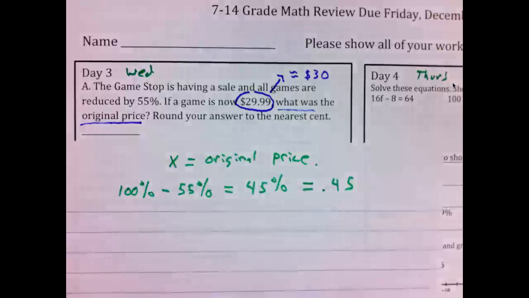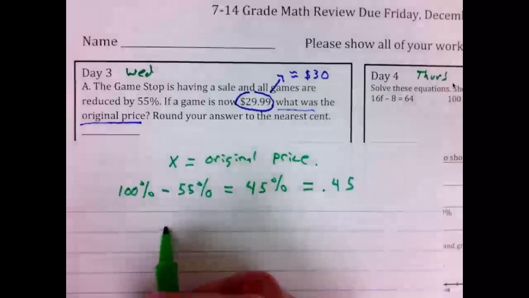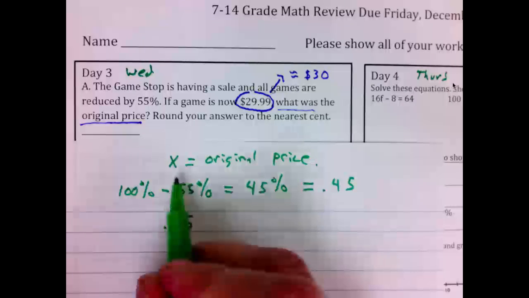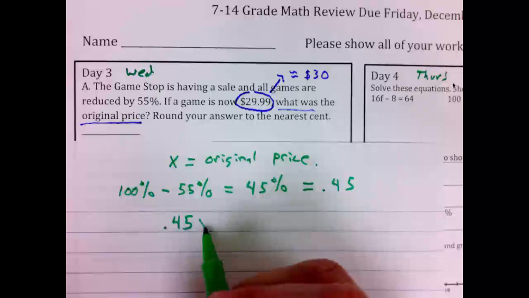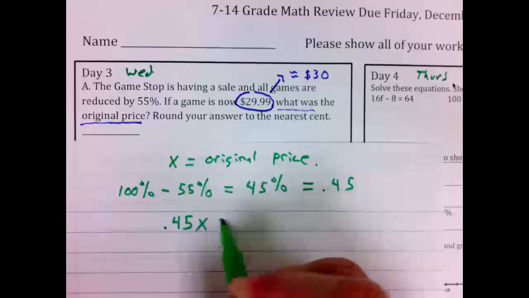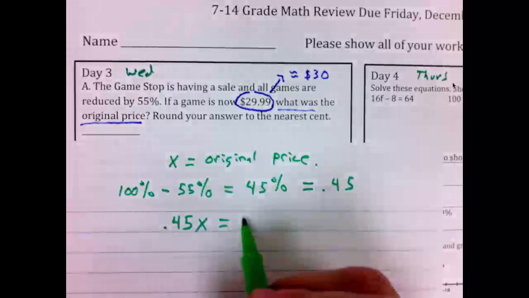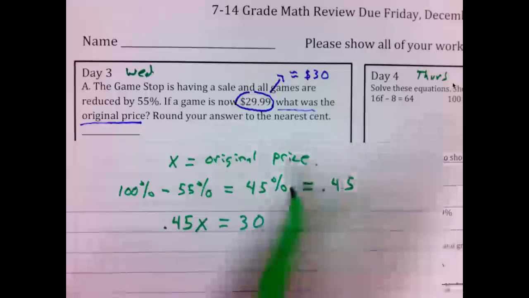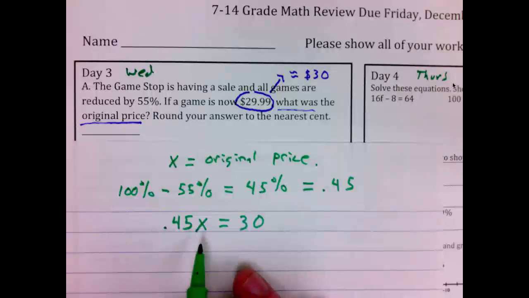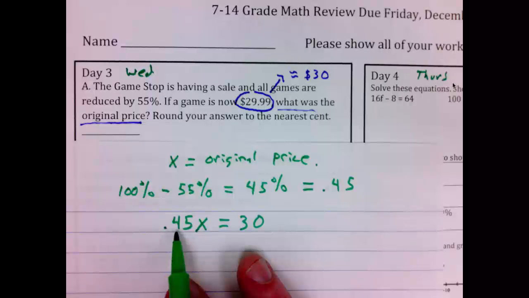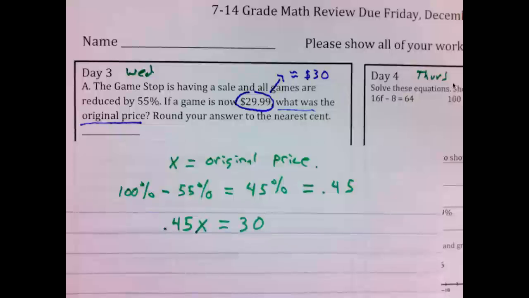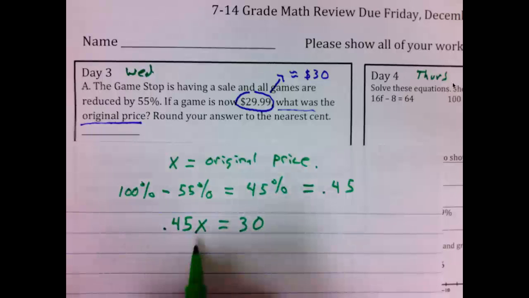So now I'm going to make an equation. 45% or 0.45 of our original price, so we simply multiply, will equal $30. Here's what we're saying. We don't know what the original price is. We're calling it X. But 45% of that will be $30. Now we can simply solve for X.